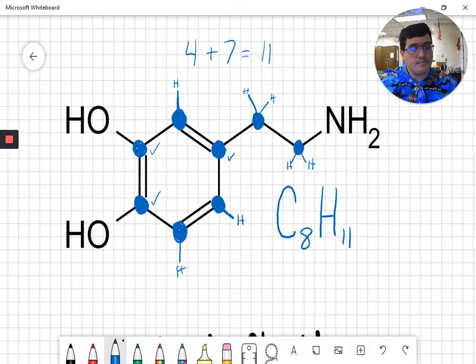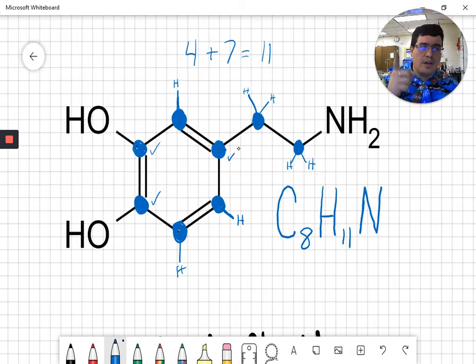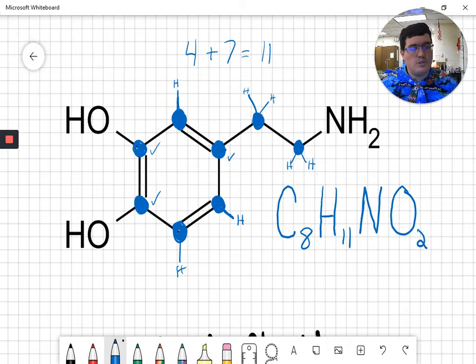Then we're going to look at the next element. We usually go in alphabetical order here, so nitrogen is one we're going to look at before oxygen. So how many nitrogens are there? Well, there's only 1. So we just put an N, and it's understood to be a 1 there, so we don't have to worry about that. And as for the oxygens, there are 2 oxygens, so NO2.